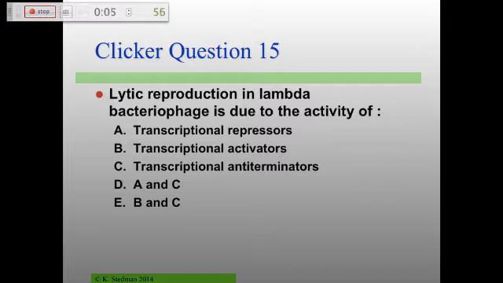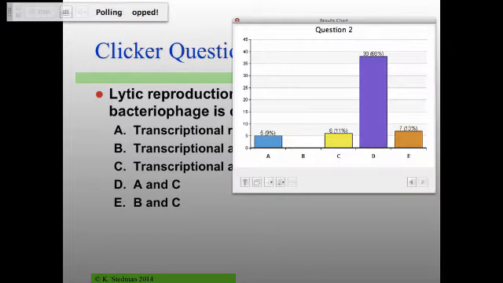Oops, let's show the results. Okay. Most people think D. Fortunately, I think D as well. And by the time you put A and C together, that actually comes up with D as well. So we're in pretty good shape. Yes, lytic reproduction, but really important, this is lytic reproduction.